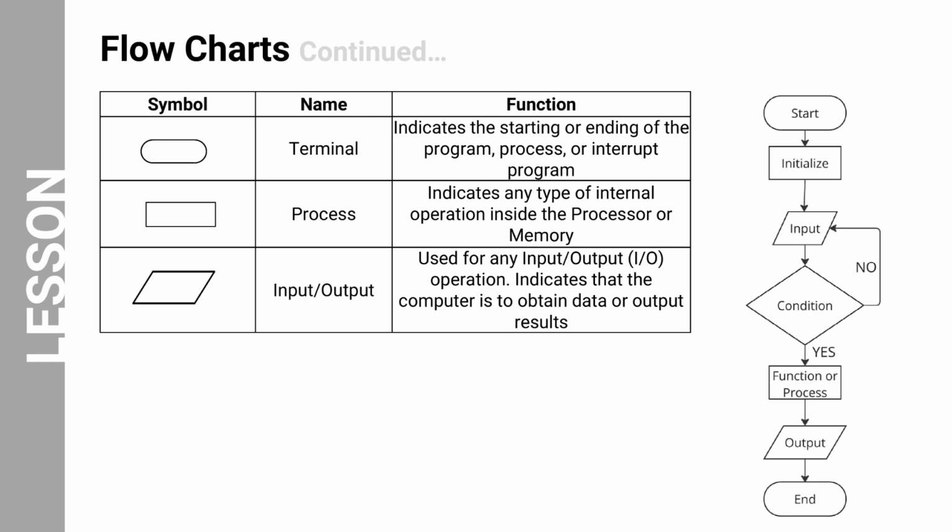The process symbol, shown as a regular rectangle, represents any internal operation that occurs within the processor or memory. This could include calculations, data manipulations, or any other internal computing operations. The input-output symbol, depicted as a parallelogram, is used to represent any data movement into or out of the system. This symbol indicates operations where the computer either receives input data or produces results as output, such as reading sensor data or displaying information.